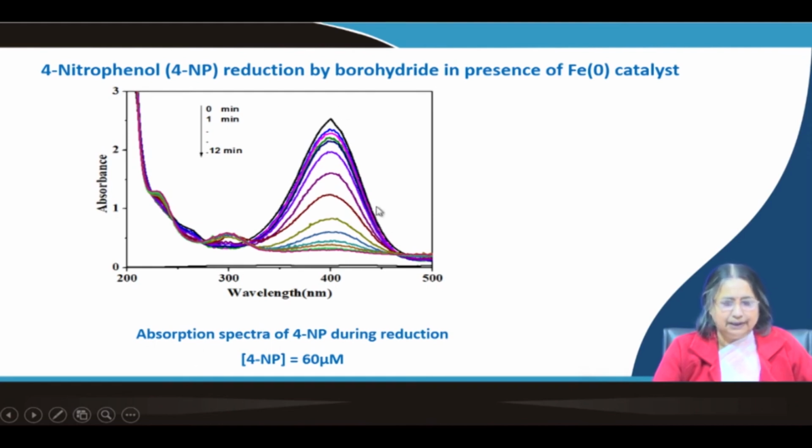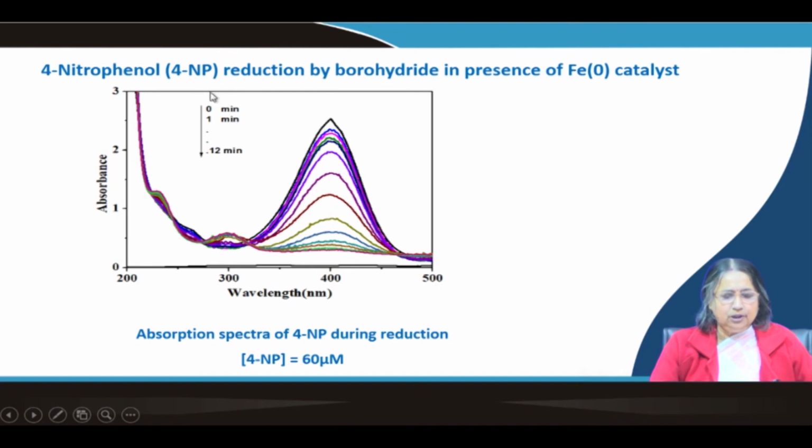Now, you have started the reaction by using the catalyst in presence of borohydride, which is a reducing agent. This is the spectra of the 0 time, which you are doing in the spectrophotometer. This spectra you are obtaining is called absorption spectra. Now, you see here 0 minute and this is 12 minute, it is going in this way. This is the 0 minute spectra and slowly it is going down. This is the 12 minute spectra.